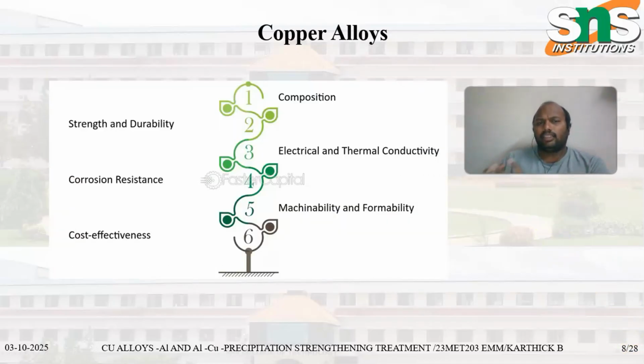Other than this, why are we using copper? Apart from the electrical and thermal conductivity that we have already discussed, it has other properties as well. The first one is strength and durability. Copper has strength and durability from the application point of view. The second one is corrosion resistance, right?